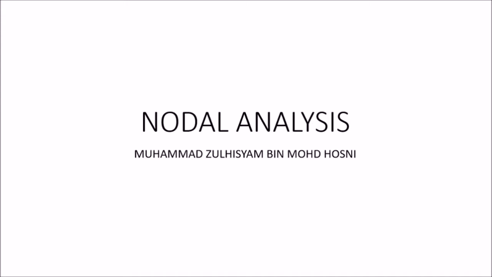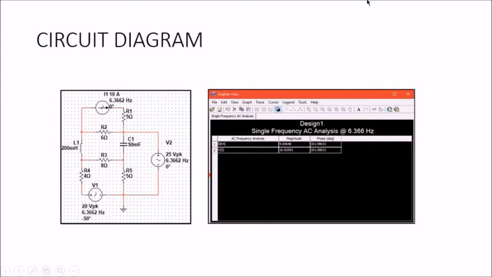Hi, my name is Mohd bin Hosni, and I'm doing nodal analysis. This is the circuit that we use to calculate voltage and current at R4. This table is the simulation result and needs to be compared with the calculation. This circuit also has 4 nodes. Each node needs to apply KCL.